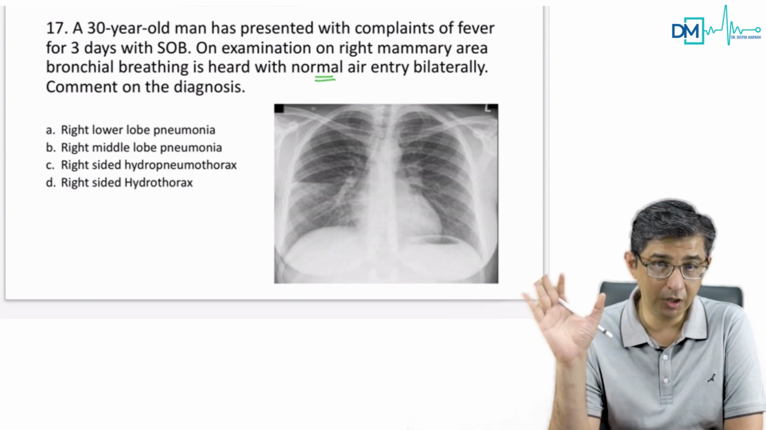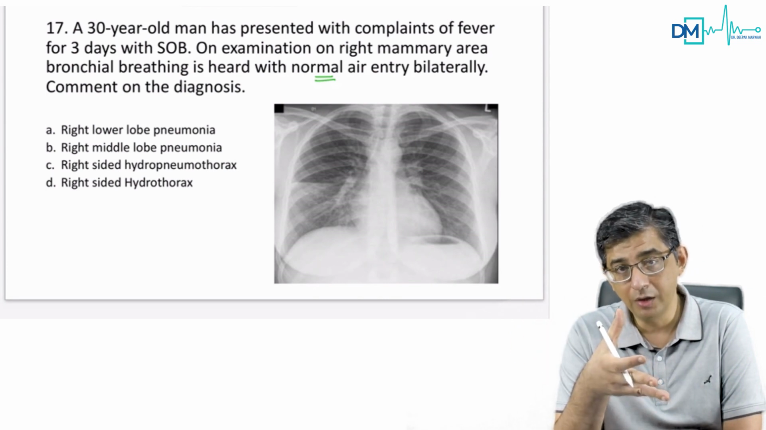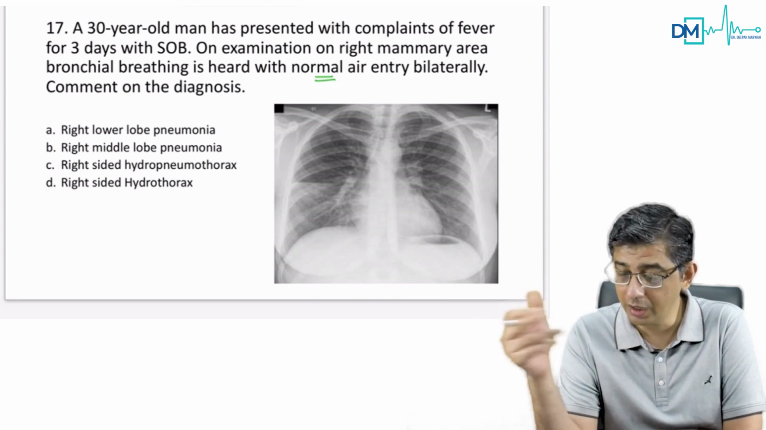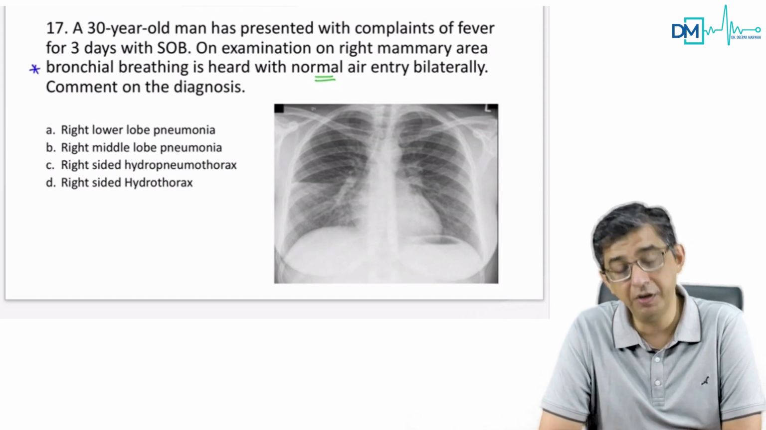You see, pneumonia basically means pus in the airways. So pus is rather in the alveoli. Pneumonia has pus in the alveoli, so air can still enter into the airway. So air entry is normal. It is bronchial breathing which is the auscultatory finding of pneumonia.